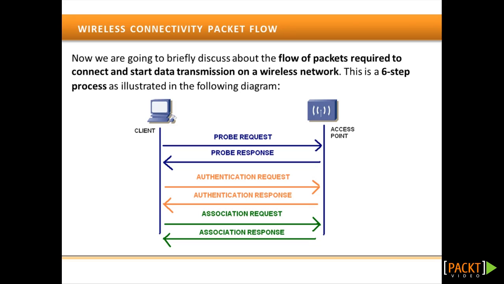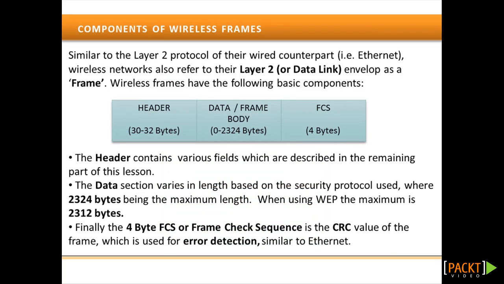Next, we are going to talk about the components of wireless frames. Now we are going to look into the basic structure of wireless frames and the notable fields and options present within those frames. Similar to the Layer 2 protocol of their wired counterpart, that is Ethernet, wireless networks also refer to their Layer 2 or data link envelope as a frame. Wireless frames have the following basic components.